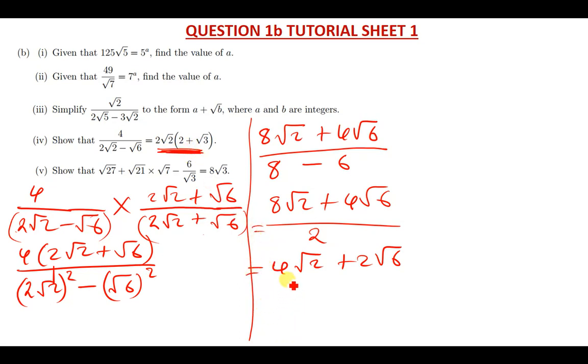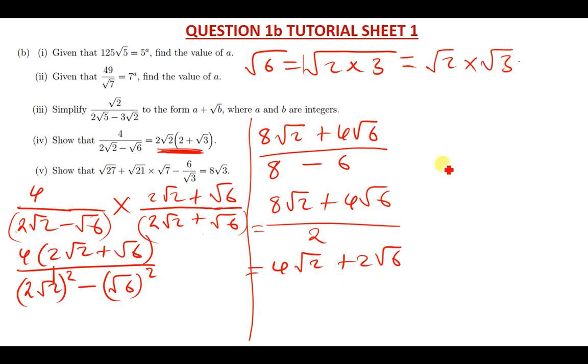What you do is, we can simply express this root 6 in terms of root 2 and root 3. We know that root 6 can be written as the square root of 2 times 3, which is the same as the square root of 2 times the square root of 3. So where there's root 6, we can replace it by this. So we have 4 root 2 plus 2, then root 2 times root 3.